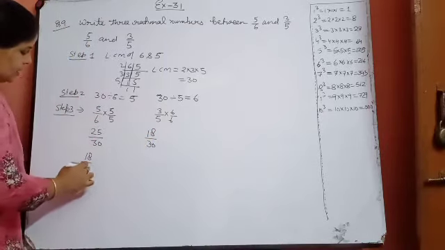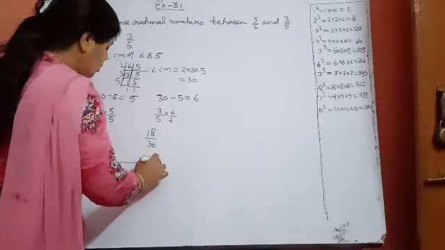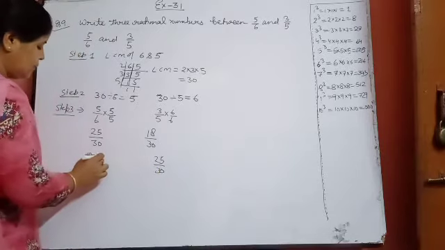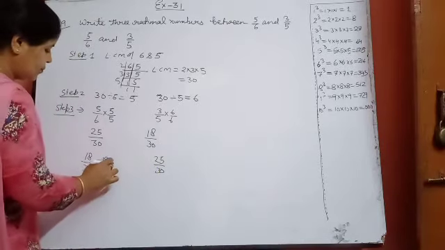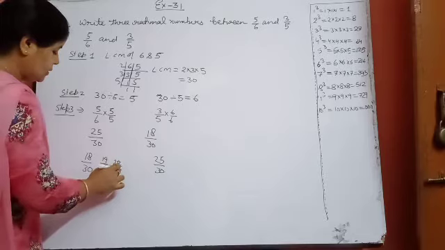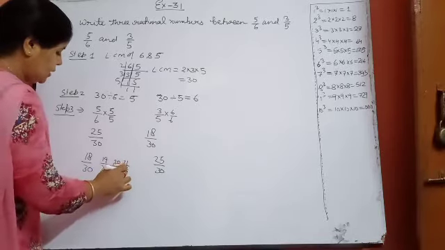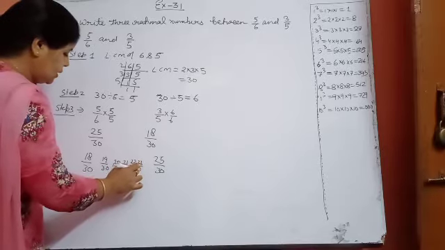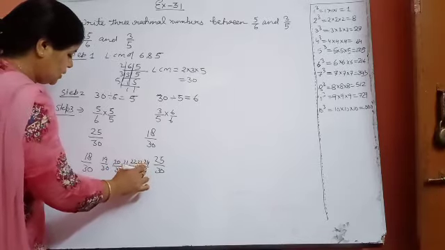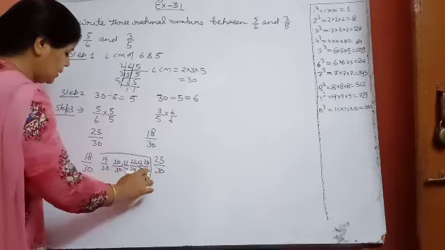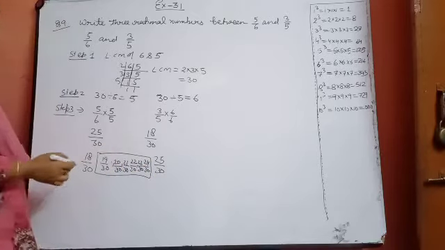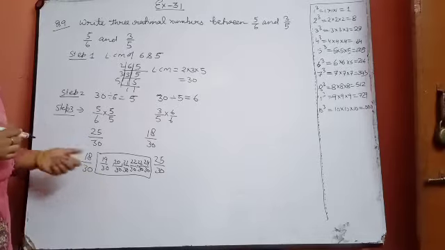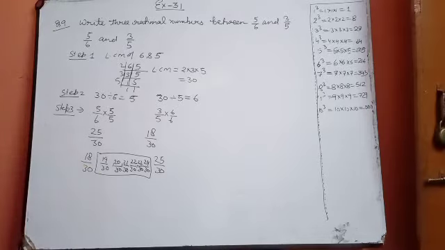From 18 upon 30 to 25 upon 30, you can see what numbers came between: 19 upon 30, 20 upon 30, 21 upon 30, 22 upon 30, 23 upon 30, 24 upon 30. So you got many rational numbers between them. If you have to write only 3 numbers, you can select any 3, or otherwise I have written all the numbers. Maybe everybody has understood.